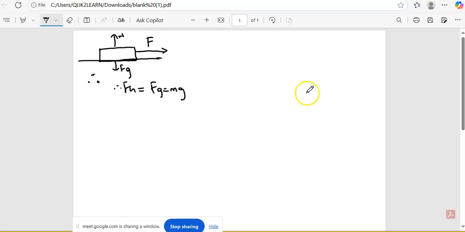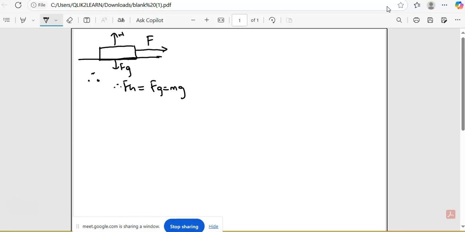As I was explaining, let's say we have a force like this. Let's say we have an object on a horizontal surface. This force is applied to the object at an angle theta. Then, guys, the difference is that the normal force is not equal to Fg.